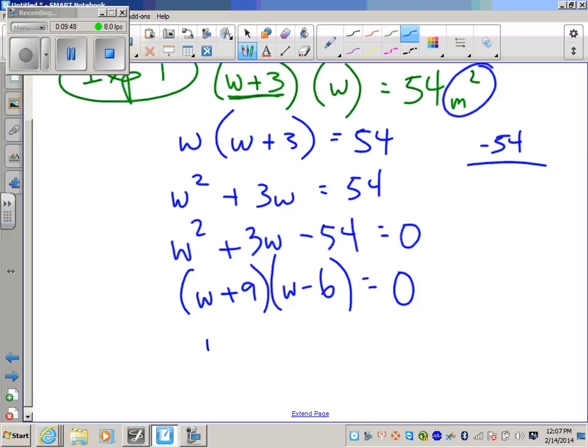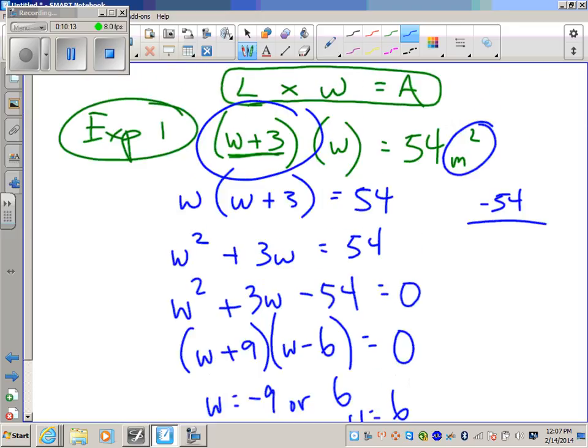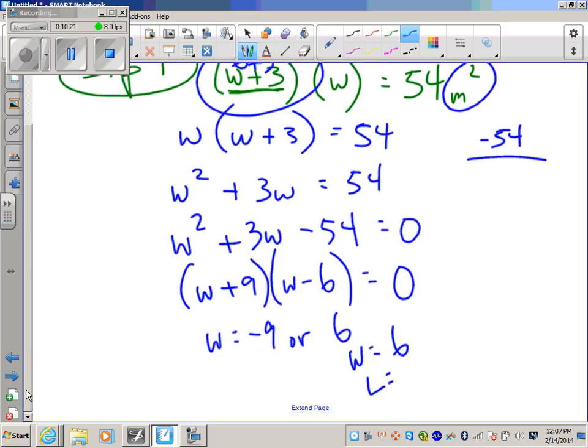So W is either going to equal negative 9 or 6. Which one is more logical? Can you have a width of negative 9? Not an actual object. So if the width equals 6, what does the length equal? If the width equals 6, then the length must equal 9. And what is it, meters?